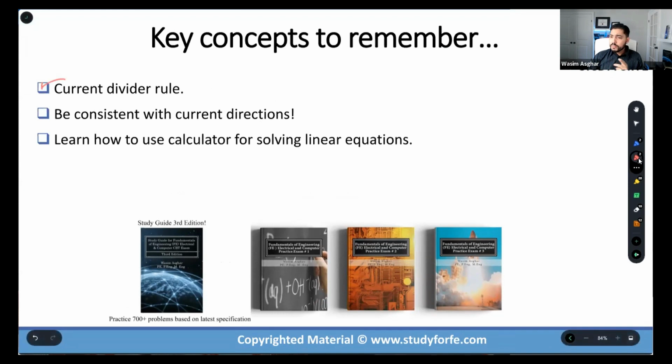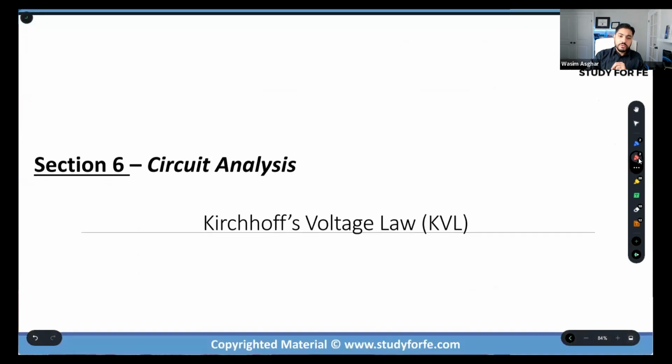So, current divider rule. Somebody mentioned the current divider is not mentioned in the handbook. We've gone through the current divider in the on-demand course in detail. Be consistent with the current directions when you're writing the nodes, and learn how to use the calculator for solving the linear problems, right? So let's quickly jump into KVL now.